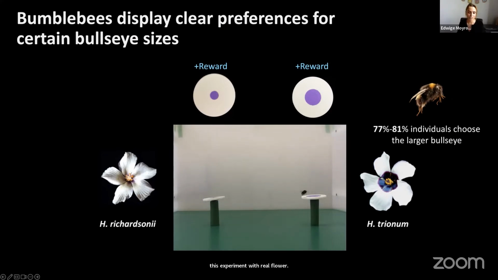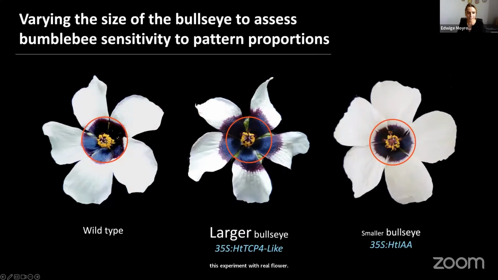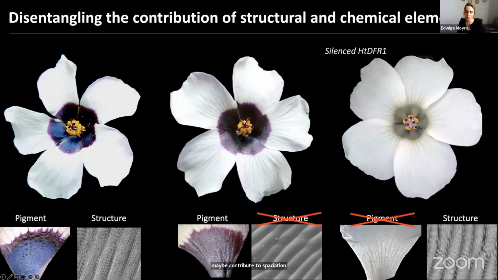What we are trying to do now is really exploit this collection of transgenic and mutant lines we have that show more subtle variation in bullseye size. This will help us understand the resolution limit for pollinators: when the two bullseyes are different enough in size that they can be perceived as different and maybe contribute to speciation. And we can also, of course, start to disentangle the contribution of the chemical element, the pigment, and the structural element, cell shape and structure.